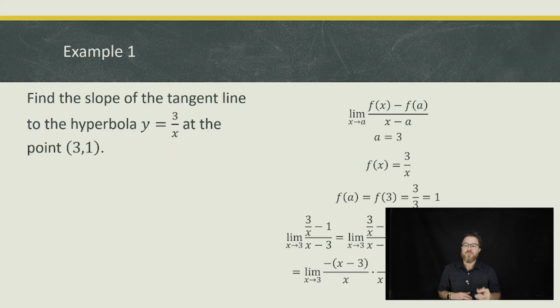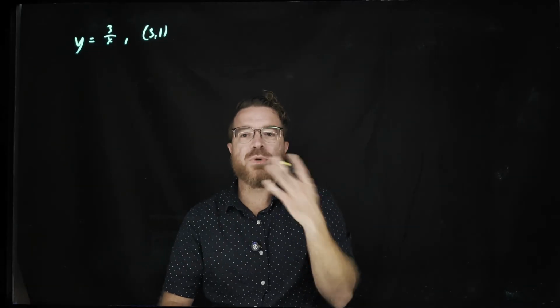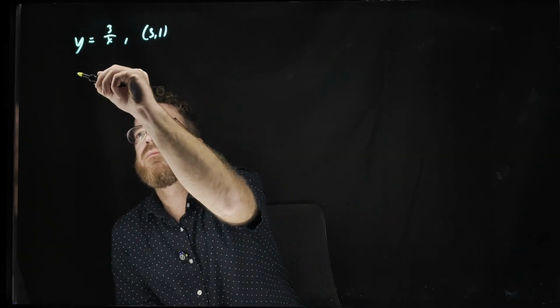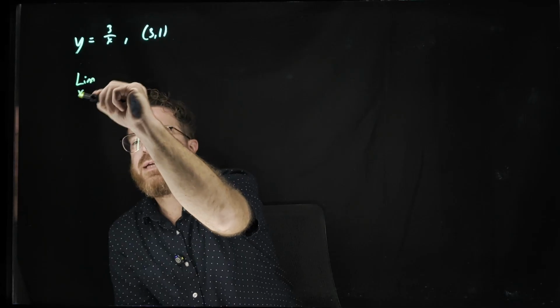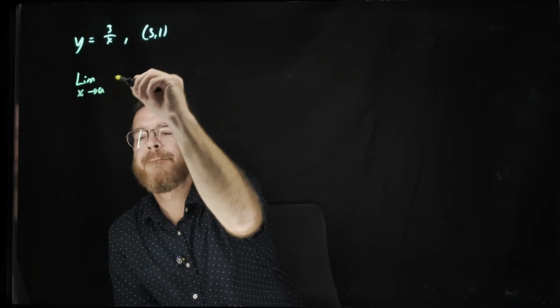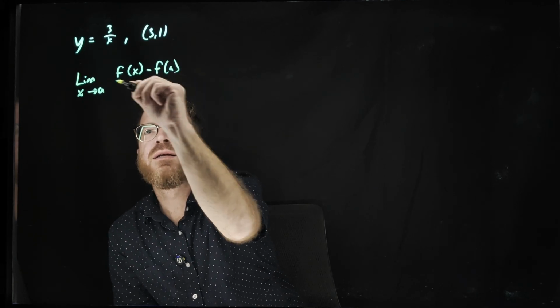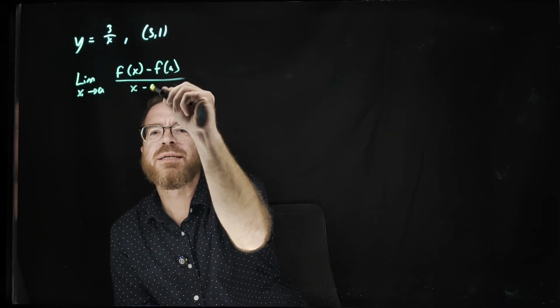So let's do an example. The first one we have is we want to find the slope of the tangent line for the hyperbola y equals 3 over x at the point 3, 1. So in this case, first thing we're going to do is set up our definition of a derivative, which is going to be the limit as x approaches a, f of x minus f of a divided by x minus a.